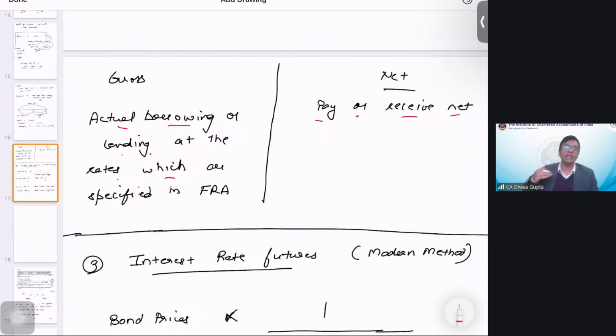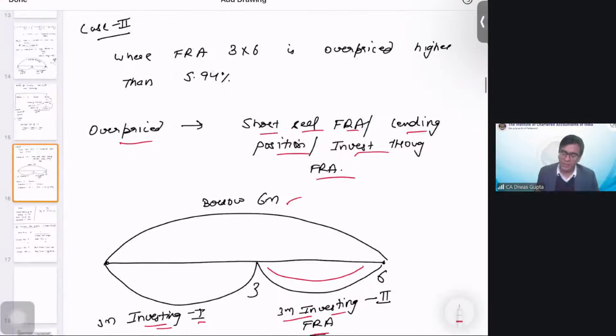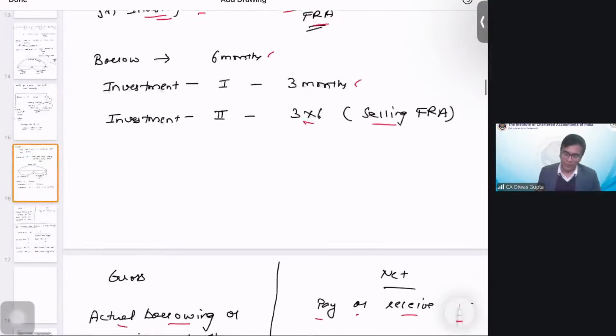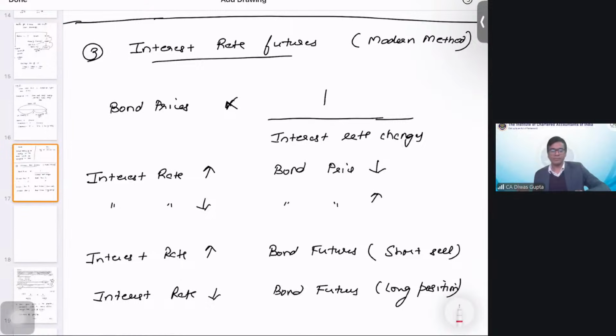So here the actual gross amount will be paid or received, and the borrowing will happen at the rates that are specified. I hope this discussion is clear, students. So first of all, the valuation of the FRA is clear. And secondly, apart from the valuation, the arbitrage opportunities, how we compute them, is also clear.